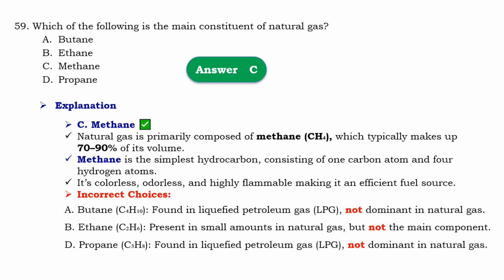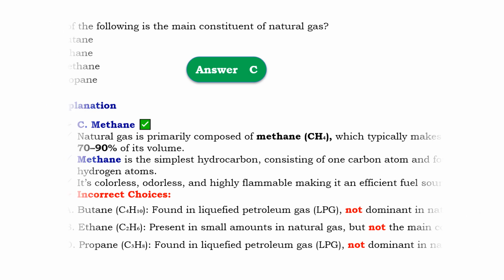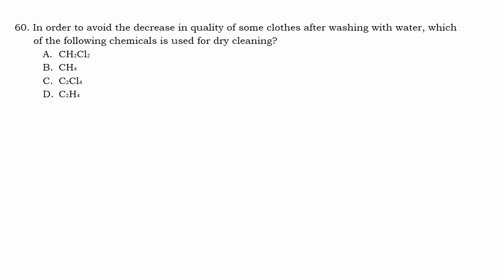When we look at other options, butane is found in liquefied petroleum gas, not dominant in natural gas. Ethane is present in a small amount in natural gas, but is not a main component. Propane is found in liquefied petroleum gas and is also not dominant in natural gas. So perfectly, methane is the main constituent of natural gas. Question number 16.